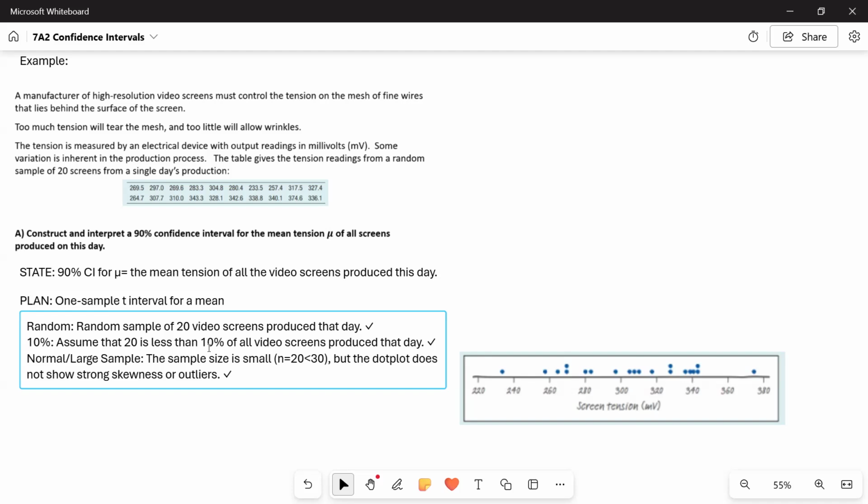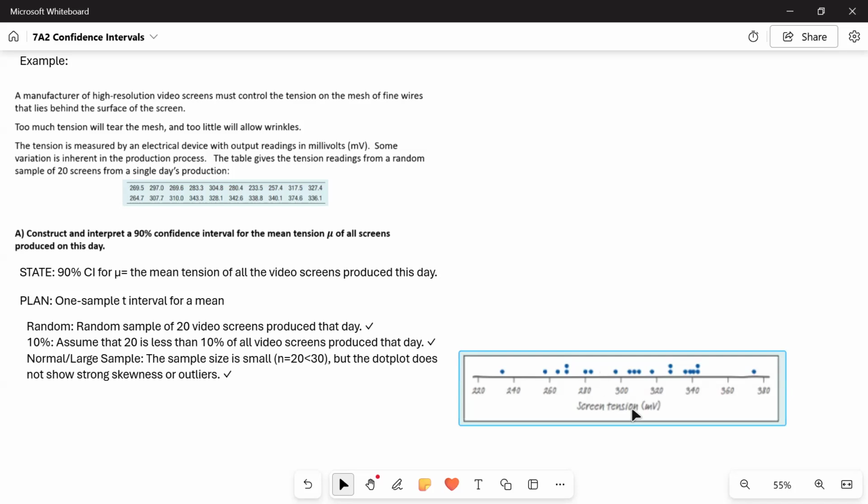And for the normal/large sample condition, since our sample size is less than 30, we have to create a data display, a graph of the data. A dot plot will do, but you have to add the dot plot and label it. The easiest thing to do is to construct it on your calculator and then just copy it onto the paper. But you have to make a comment: the dot plot does not show strong skewness or outliers. Very important: you need a dot plot, you need it correctly labeled, and you need to explain how it satisfies the normal/large sample condition, which basically means it can't show any strong skewness or outliers.